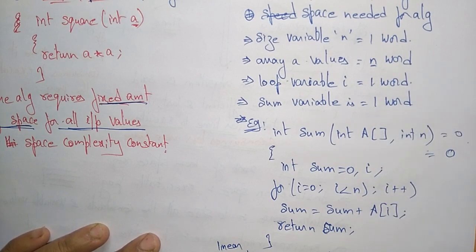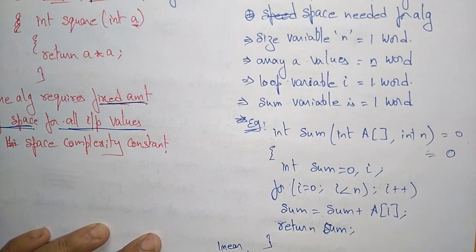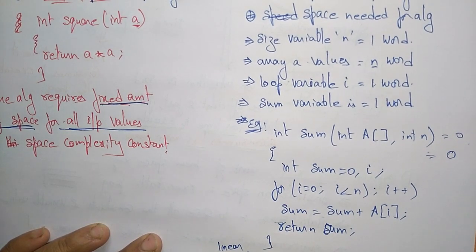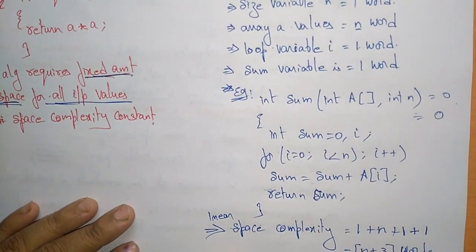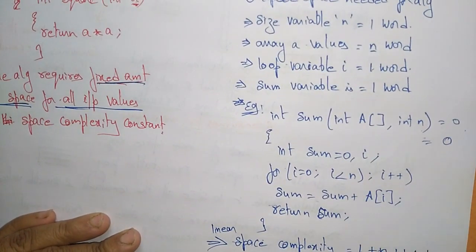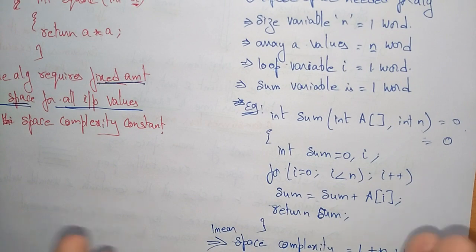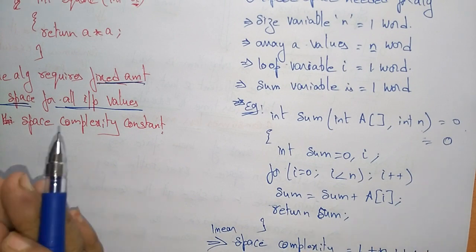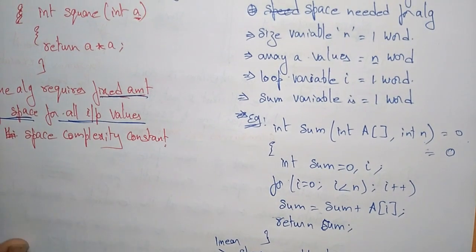Here I have taken the loop; for that loop it takes one word. And the sum variable occupies one word. So the total space complexity is n + 3 words. Here we are only counting the variables, calculating how much space is occupied in memory.